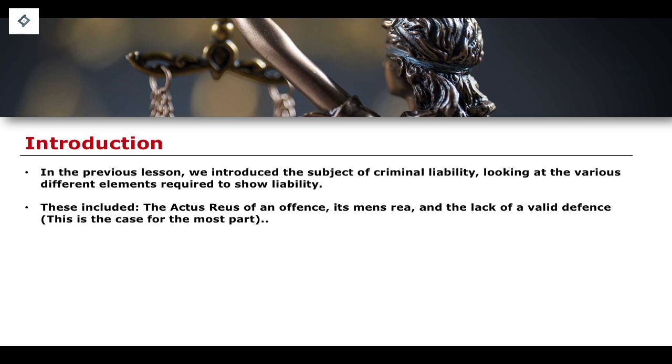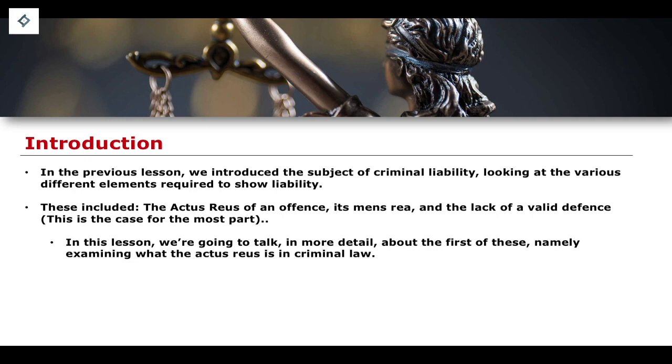I also prefaced the fact that we are going to talk about strict liability in more detail in future lessons, and so that skews the extent to which mens rea is particularly important in those offences. This lesson, like I said, is going to look in more detail at the first of these major elements, the idea of actus reus within criminal law.